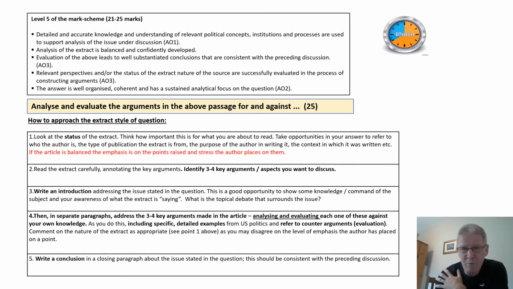Also, if you look at point 4, it talks there about analysing and evaluating each of the points and using specific and detailed examples from your own knowledge. I think that's absolutely crucial. So when we consider the arguments for and against a particular aspect of the Constitution, that's what you want to be considering. How could you develop points more effectively, bring your own knowledge to it? In the end, it talks about writing a conclusion, and you should use the normal method that we use there by making a clear judgment, acknowledging the arguments that challenge your judgment, but also prioritising the reasons why you made the judgment in the first place.